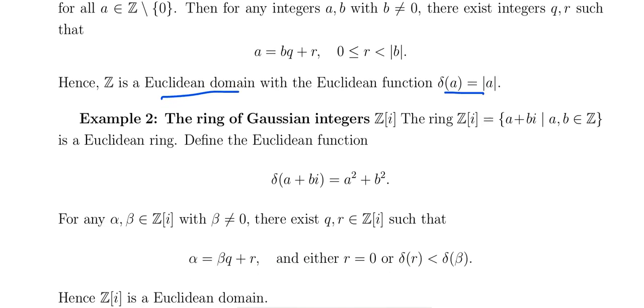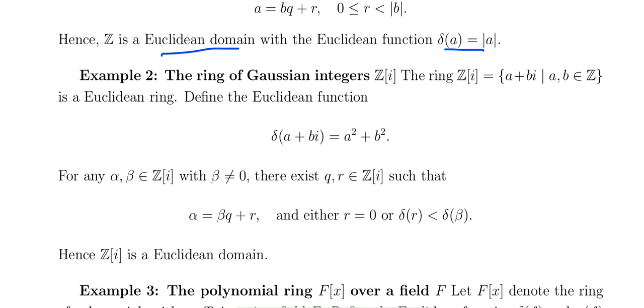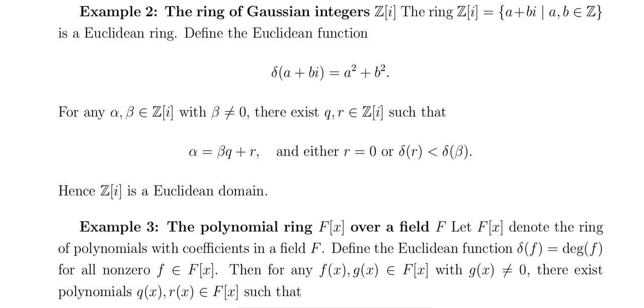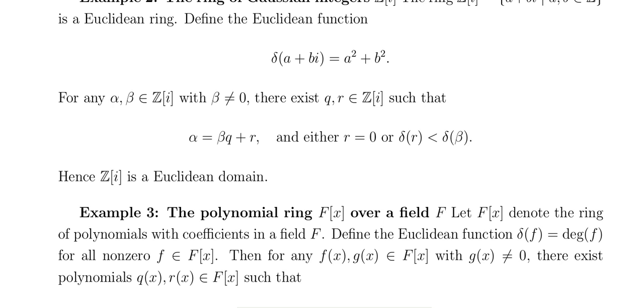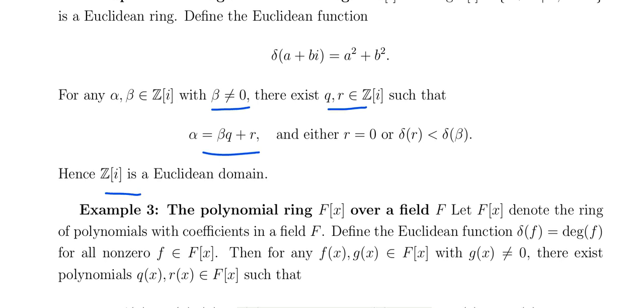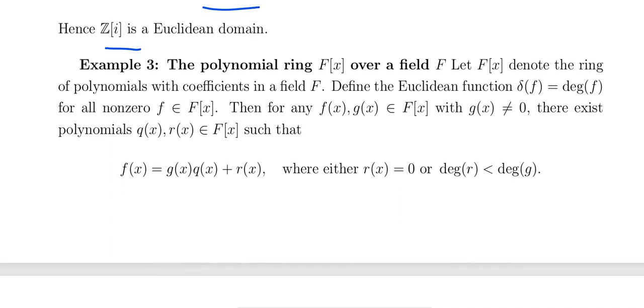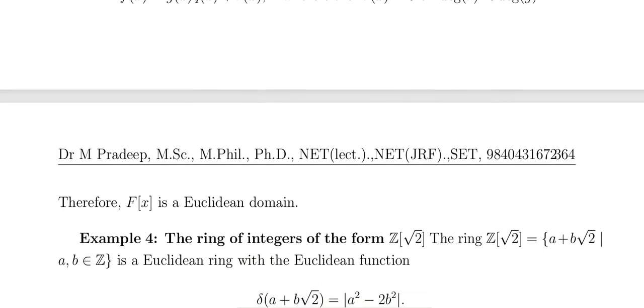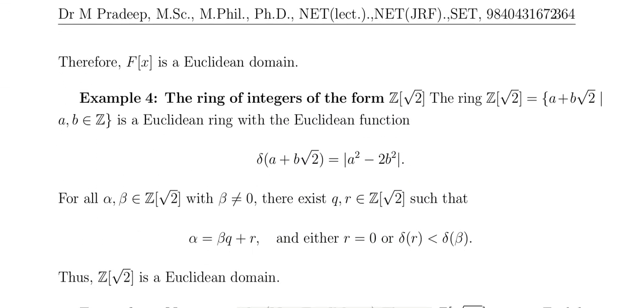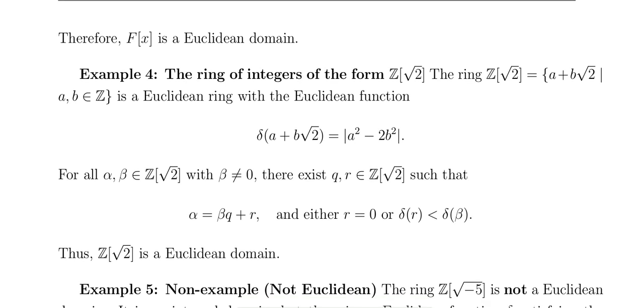The ring of Gaussian integers is also another Euclidean ring. When you define del of a plus ib equal to a square plus b square, and with beta not equal to 0, there exist some q, r belonging to Z of i. We can define like that. So hence Z of i is a Euclidean domain. The same way, we can define the polynomial ring over the field F. The ring of integers of the form Z of root 2, the collection of a plus b root 2 with a, b belonging to Z, is a Euclidean ring.